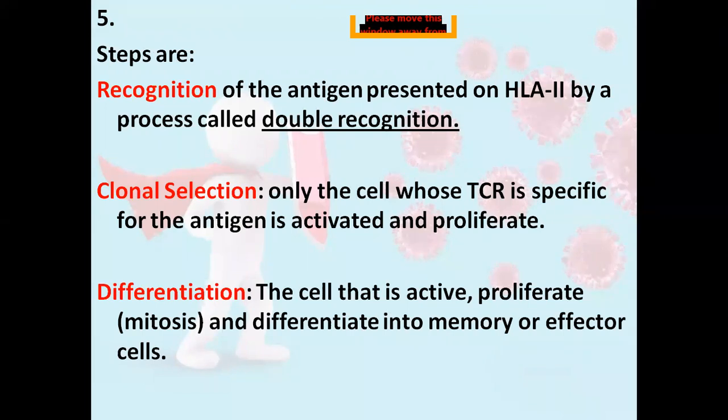Then we have the clonal selection. In the clonal selection, we have clones, only those cells whose TCR is specific. What is the TCR? T cell receptor. It is specific for the antigen. They are activated and proliferate. That's why it's called clonal selection. They select only the T lymphocytes where the TCR is specific for the antigen, and they proliferate and multiply. Then differentiation: the active cell proliferates, undergoes mitosis, multiplies, and differentiates into either effector cells or memory cells.